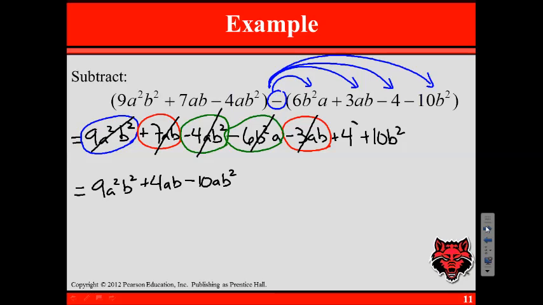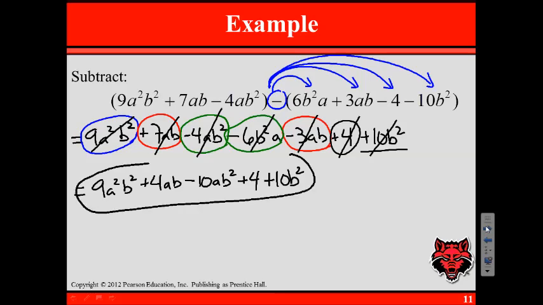We go along and we find 4, which is a constant term. There are no other constant terms, so we write plus 4. And at the end, we are left with a 10b squared. There are no other terms with just a b squared for the variable, so we copy down the 10b squared as well. We've used every term in the algebraic expression. This is the simplified subtraction problem.